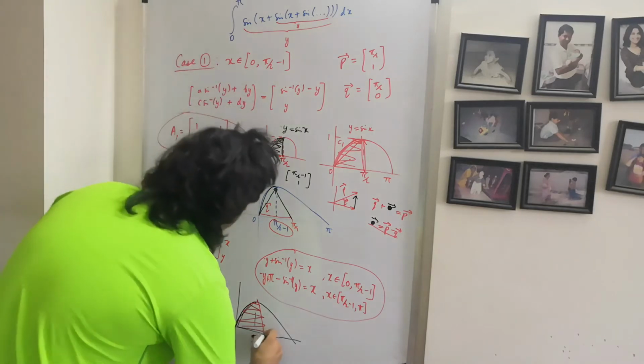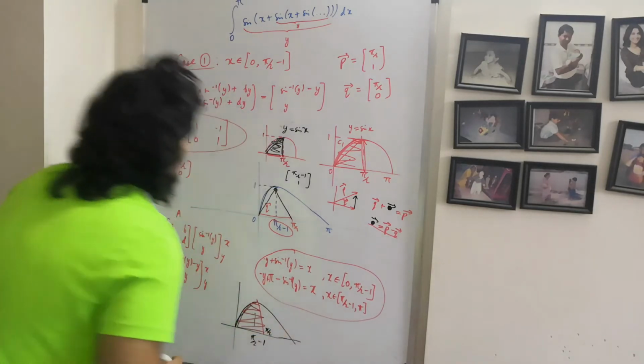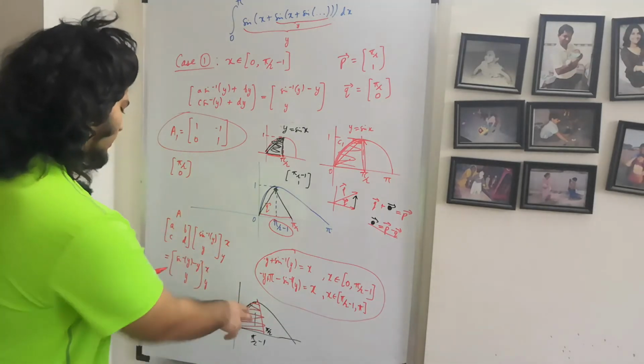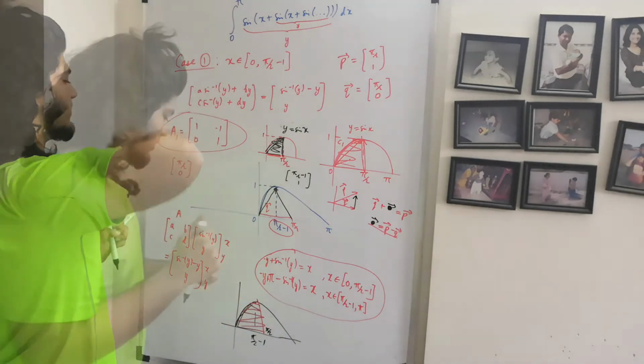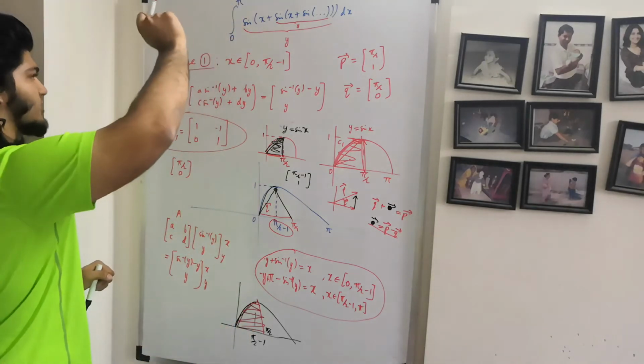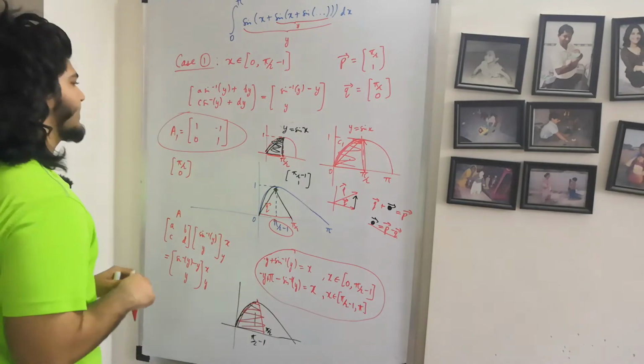It becomes this area, and what is this point? This point is pi by 2 comma 0, of course. So it becomes this area. And what is that area in terms of the integral? It's the integral from 0 to pi by 2 minus 1 of this function plus this extra triangle, right?